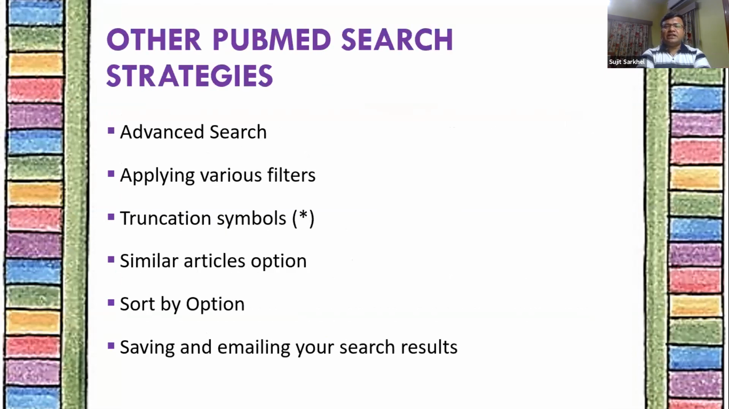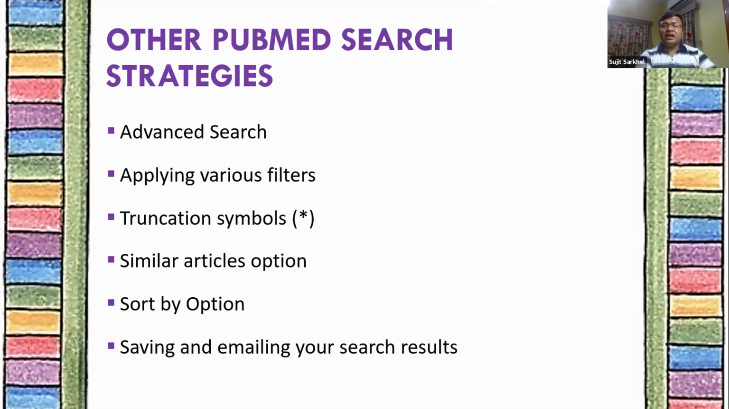Other PubMed search strategies, I'm telling all this because I will show them together. The Advanced search function can be used. Then there can be various filters. Once you zero down on some 2000 articles, maybe you would be only wanting to look at systematic reviews or meta-analyses, or maybe articles which are published only in the last 2 to 5 years. So there are various filters. Once you apply those filters, you can actually zero down on the very specific requirement that you are looking for.